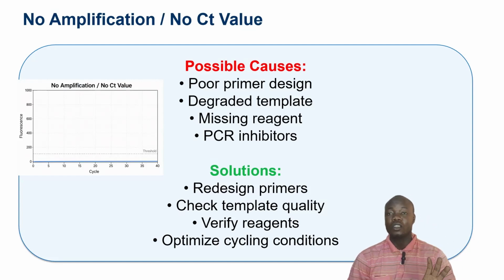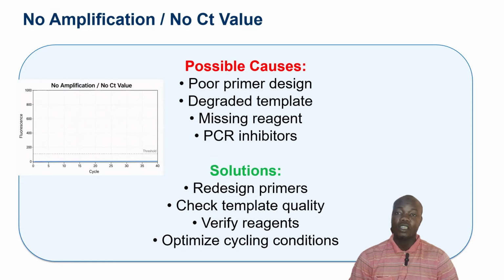Then primer inhibitors. If you mistakenly have primer inhibitors in your reaction mixture, it means that the primers will not be annealed. And if there is no primer annealing, there will also be no amplification or CT value.